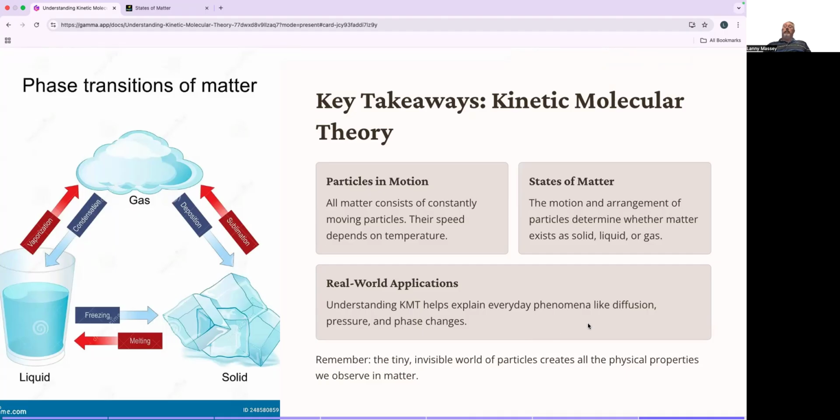So this is very important in understanding things like diffusion, pressure, and phase changes. That's why I created this video, just to give you a background as we go into our states of matter, into studying pressure, and even talking about phase changes a little bit.